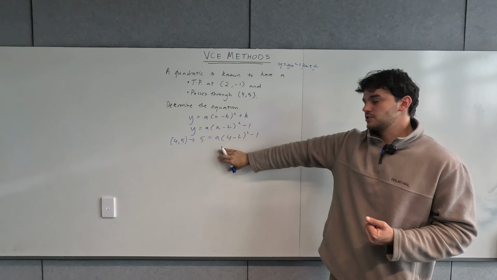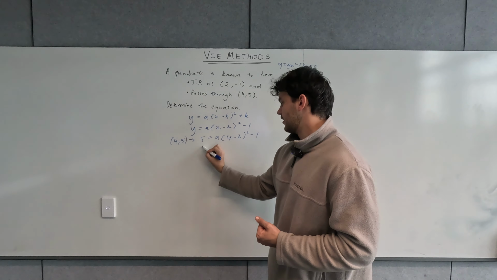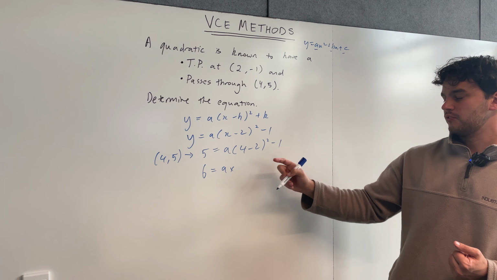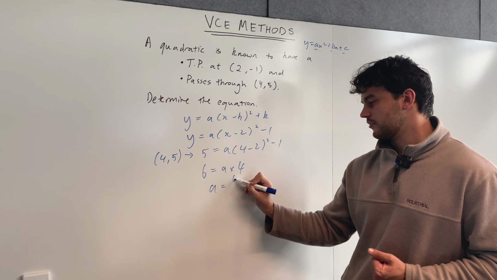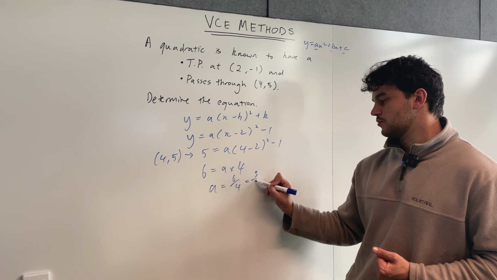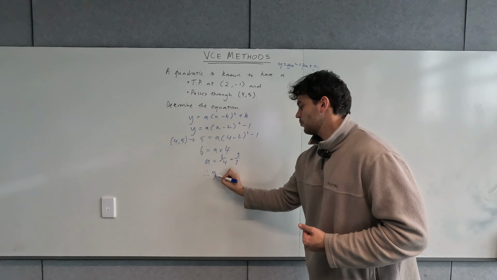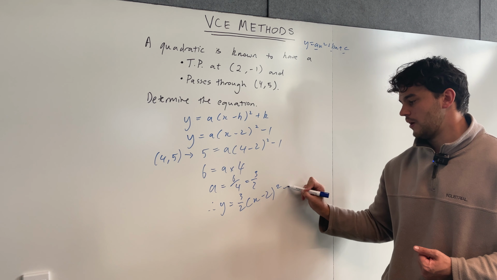Now what we need to do is just rearrange for a. It's pretty straightforward from here. So I'm going to move the 1 to the other side. That's going to become 5 plus 1, which is equal to 6. A multiplied by 4 minus 2, which is 2, and that's squared, which becomes 4. Therefore, a is equal to 6 divided by 4, which is equal to 3 over 2. So therefore, our final equation is y is equal to 3 over 2 outside of (x minus 2) squared minus 1.